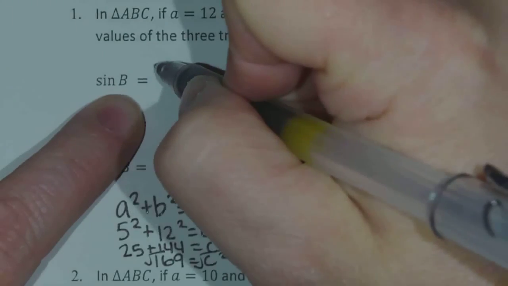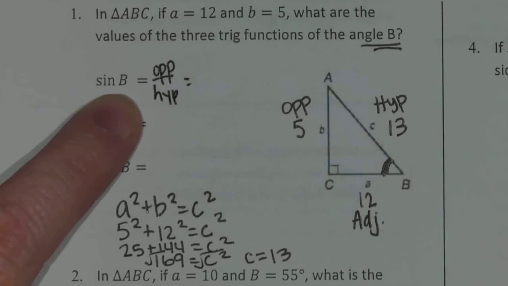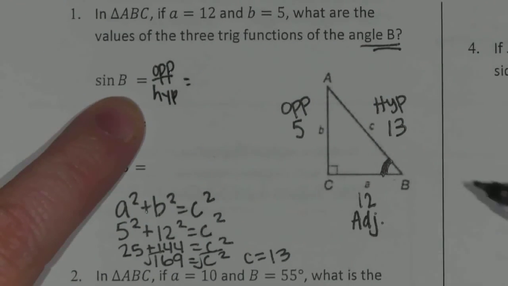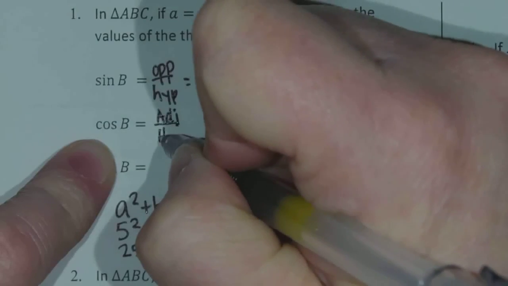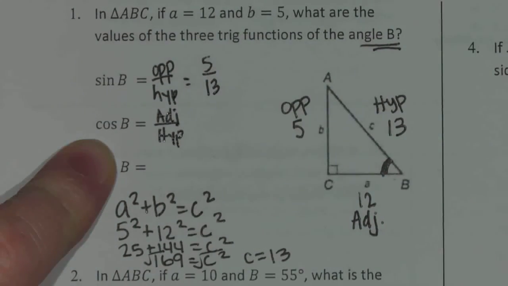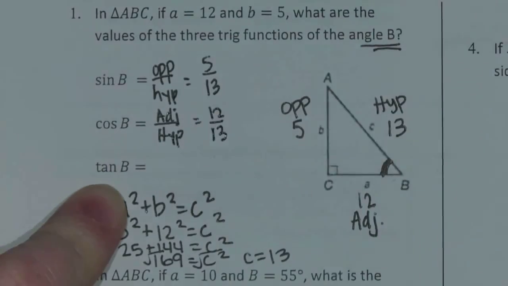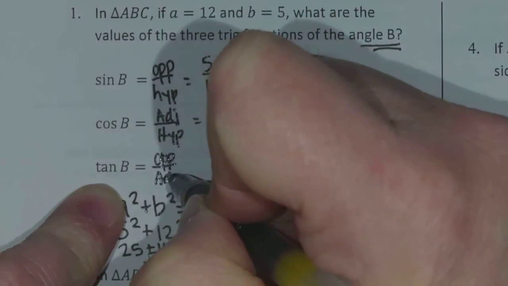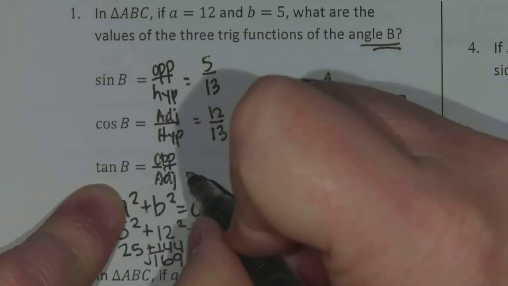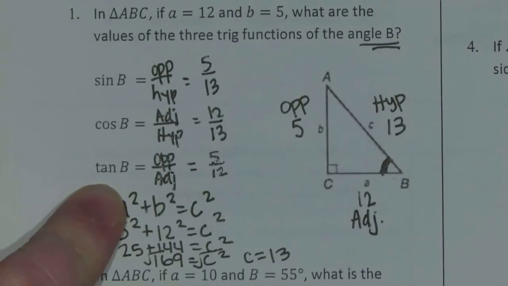So my sine of angle B is the opposite over the hypotenuse. That's the rule. So the opposite would be 5. The hypotenuse is 13, so 5 over 13. The cosine rule says it's adjacent over hypotenuse. So the adjacent is 12, and over 13 again. The tangent rule says opposite over adjacent. So the opposite is 5 over 12. That's right.